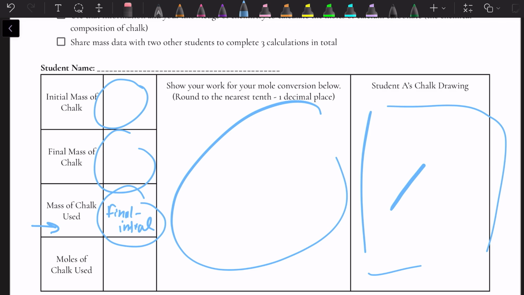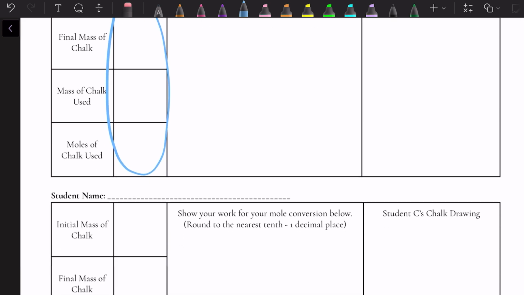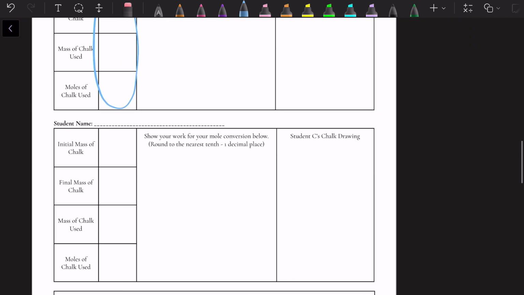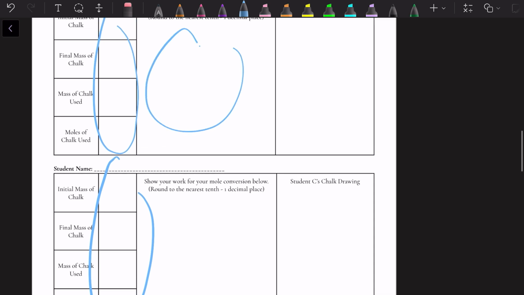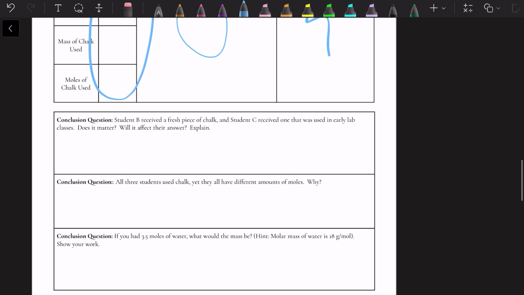Now that's your information. Now you're going to then get the data from at least 2 other students at your table. So get their numbers, convert them, do the conversions yourself. And then if you wanted to quickly sketch what they did as well, that is cool. Lastly, you have 3 different conclusion questions based on stuff that you saw in the lab and just using your knowledge of life and chemistry. And that is pretty much it.